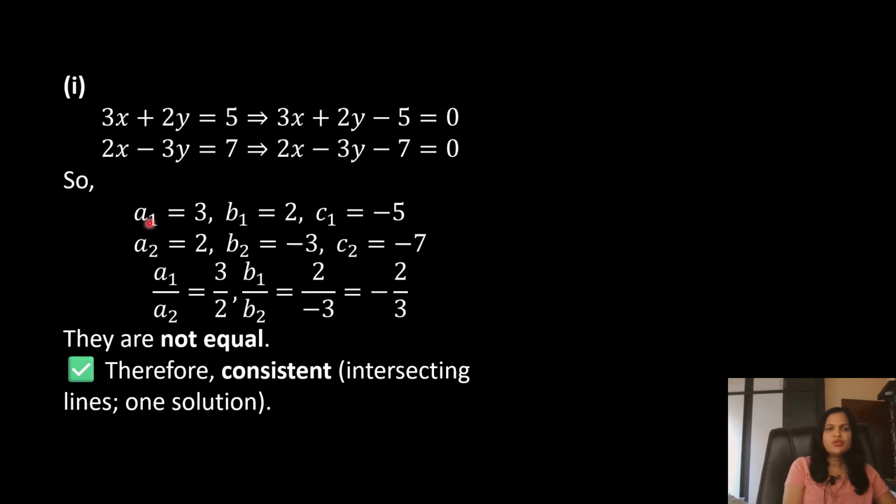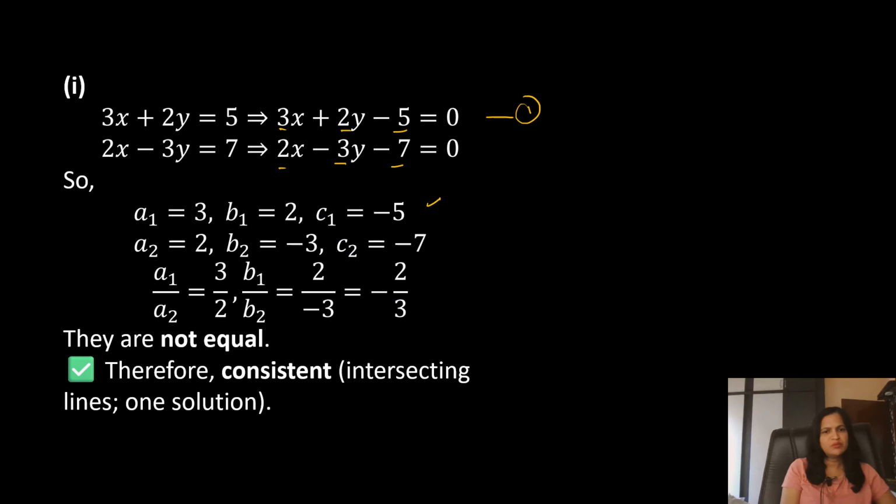Next, what should we do? From this equation, a1 equal to 3, b1 equal to 2, c1 equal to minus 5. Then a2 equal to 2, b2 equal to minus 3, c2 equal to minus 7. Then take the ratios: a1 by a2 equal to 3 by 2, b1 by b2 equal to 2 by minus 3, equal to minus 2 by 3.